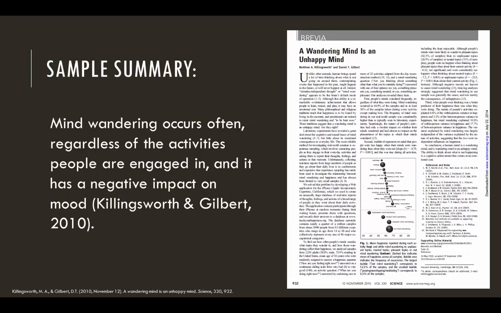Here's an example of a summary of an article that appeared in a 2010 issue of Science magazine. The article, entitled "A Wandering Mind is an Unhappy Mind," was written by social psychologists Matthew Killingsworth and Daniel Gilbert. You could use this article for a research paper on interventions for mild to moderate depression. Or perhaps you're writing about the benefits of practicing mindfulness meditation for nurses. This summary quickly encapsulates the key ideas in the article.